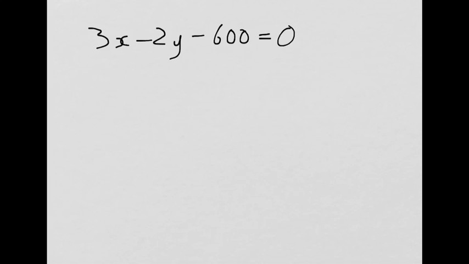Okay? A asks us to write the equation in slope-intercept form. Is it already in that form? No. What's the general form for slope-intercept form again? Y equals mx plus b. So the question is, if I'm going to write this in slope-intercept form, how do I go from here to here? Any ideas? Negative 2y plus 3x.